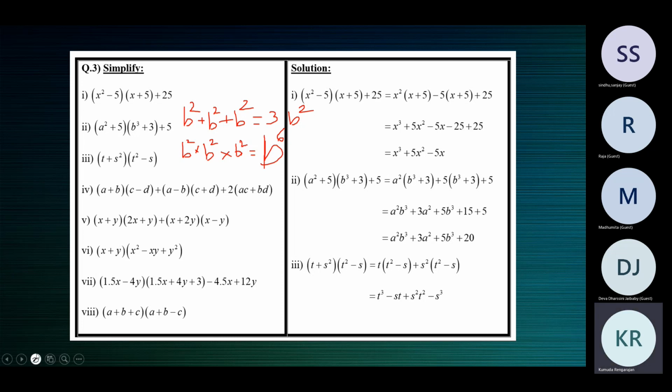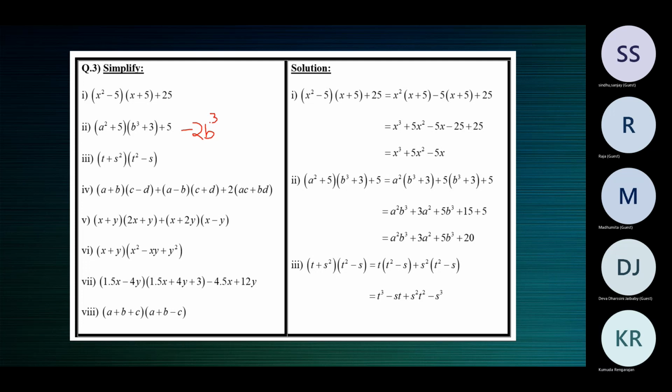Very good. Very good, Devadarshini. Thank you, ma'am. Now what is minus 2B cube minus 9B square?